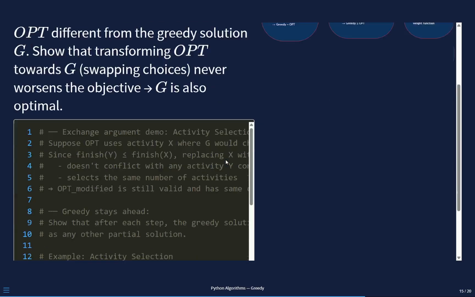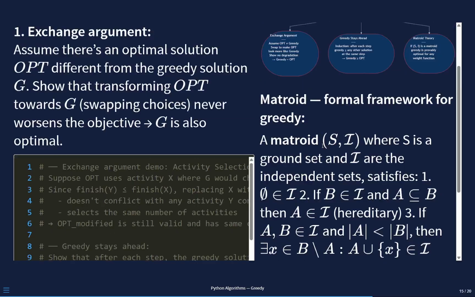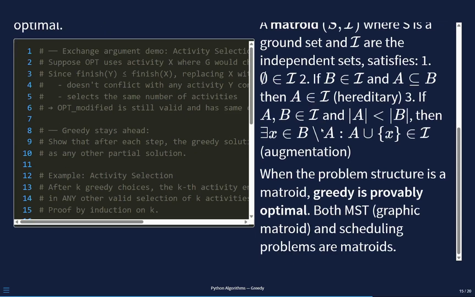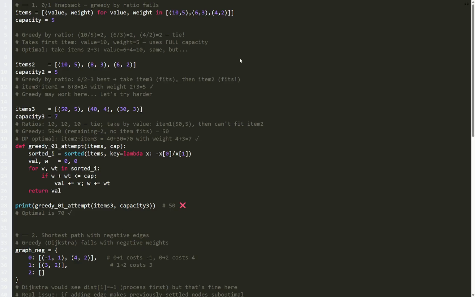Click Matroid theory provides the formal foundation. A matroid is an abstract structure with 3 axioms. The empty set is independent. Independent sets are closed under taking subsets, and independent sets can be augmented. When your problem's feasible solution set forms a matroid, greedy is provably optimal for any weight function. MST problems correspond to graphic matroids. Scheduling problems correspond to partition matroids. Understanding these structures tells you exactly which problems admit a greedy solution. No case-by-case analysis needed. Next, understanding where greedy fails is just as important as knowing where it succeeds.